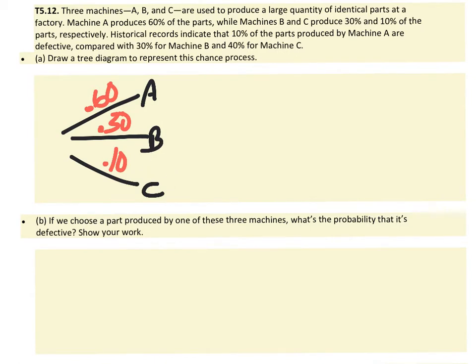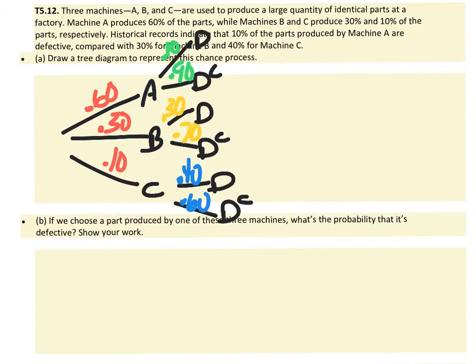Now, if we branch out and we put on their defects, it will look like this. So what I'm using here is D for defect and D with a C as a superscript for the complement of the defect. So no defect, basically. So we have 10 and 90 make our 100, 30 and 70 make our 100, and 40 and 60.